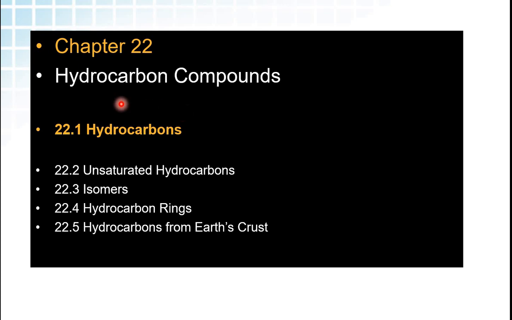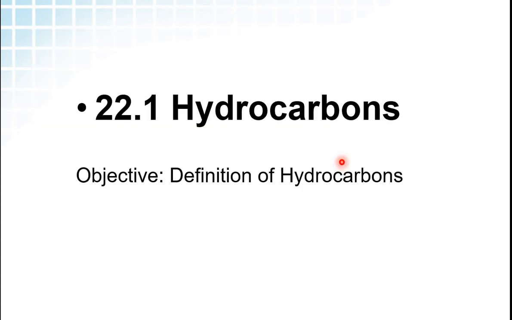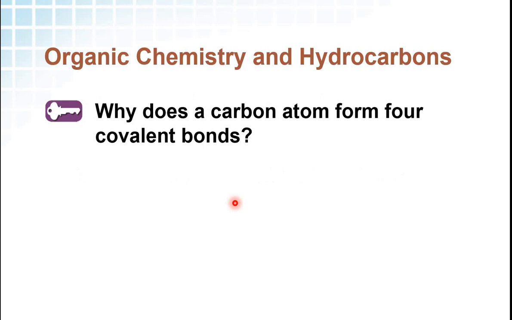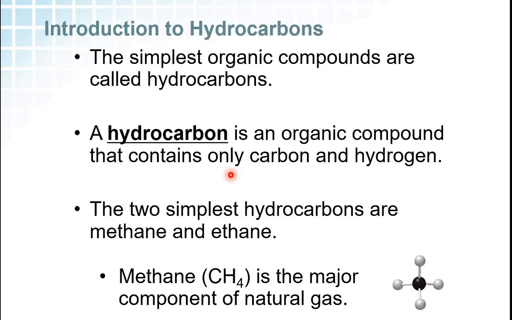In the first lesson, we will talk about hydrocarbons. What is the meaning of hydrocarbons? In the objective here, we have to define the hydrocarbons and know the different types of hydrocarbons. Before we start, we have to ask ourselves, why does a carbon atom form 4 covalent bonds?